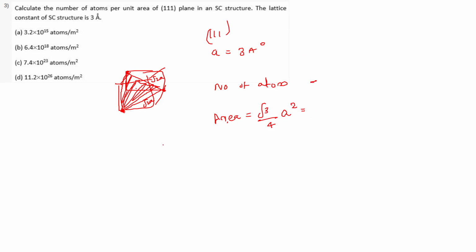Now what is the number of atoms per unit area? Find each answer: how many atoms will be there, the area, as well as the number of atoms per unit area. That's the only answer you have to get, and tell which option you are getting as the correct answer. So try to do it. This is the idea, you just have to substitute the values and finish it.